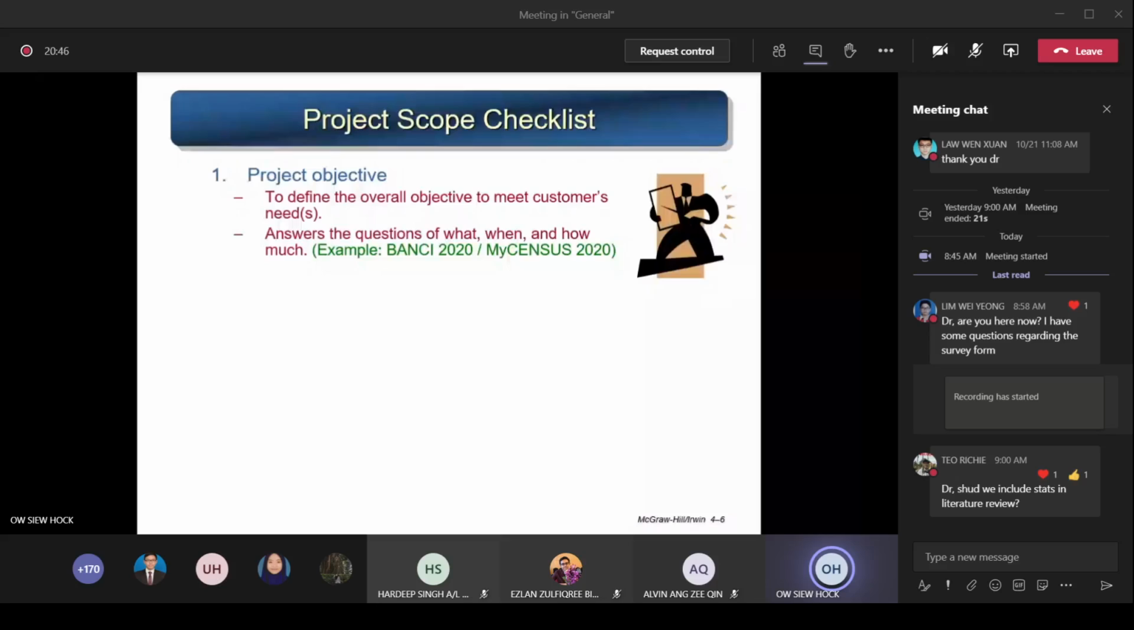And then how they do it: they're using an online system. If you want to use an online system, they have to build a web-based system to capture all the data so that all the respondents can answer. So that is the how much. They could have to engage a company to develop the system, so there is a cost to develop the system for this Banci 2020. So in your statement, you must state the purpose of doing this, when you have to finish the project, and how much money you have to spend to complete it. You understand now? In your statement, make sure you have 3 things: the what, when, and how much.